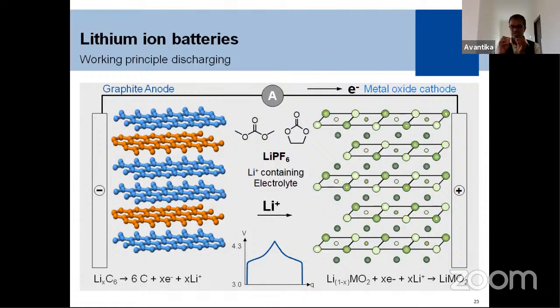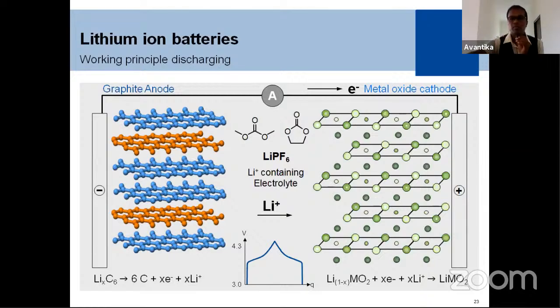This is the main advantage of lithium-ion batteries. They are called rechargeable batteries. This phenomenon won't happen in primary batteries. So this is the main difference between primary and secondary batteries. I hope you understand the concept.